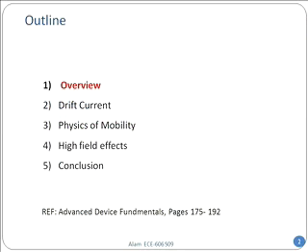I want to bring you back to the bigger picture of where things are. And we'll talk about drift current as one component of current. Drift current is when you apply an electric field, electrons and holes respond to the electric field, and so they begin moving, and that's drift current. And in relation to drift current, we'll discuss the physics of mobility.